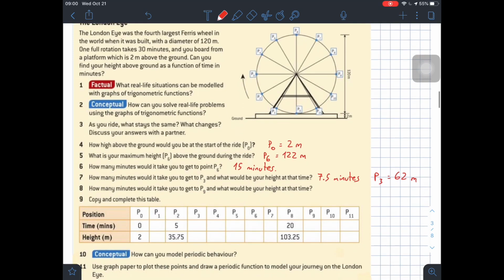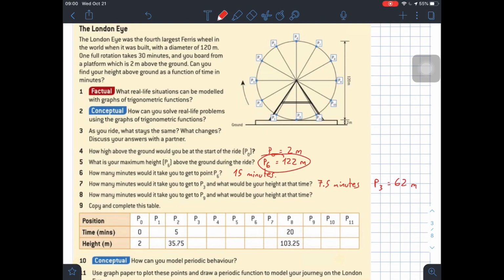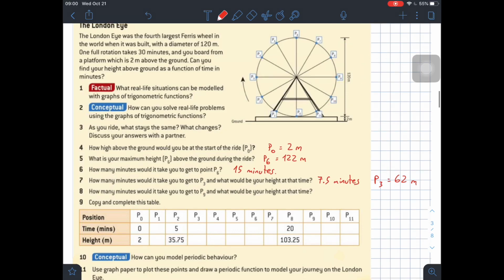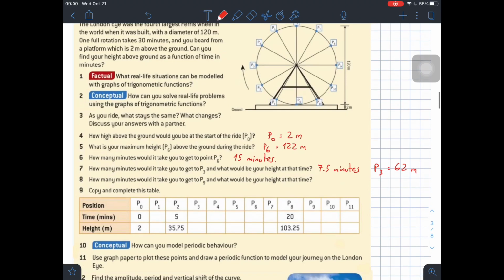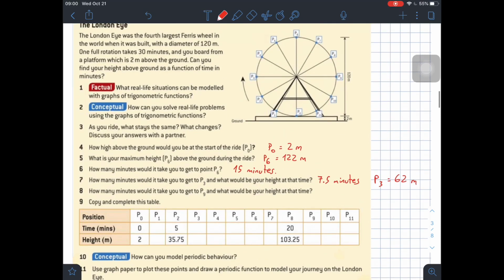A common mistake is that students tend to divide this by 2. But if you divide that by 2, you are going to get as a result 61 meters. But actually it's 62 meters, because the only thing that we're halving is this 120 over here. We do not have all of the distance, we just have the diameter of the circle. Okay, so that's something you need to pay attention to when working with this.